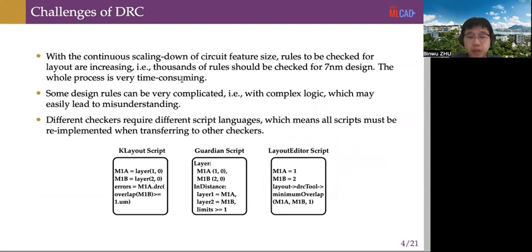Currently, DRC faces several challenges, which makes the whole process time-consuming and error-prone. For example, with the rapid development of semiconductor technology, the number of rules is very large. Secondly, some design rules can be very complicated. For example, a single rule can be very long and difficult to understand, which may easily lead to misunderstanding during the script generation step. Thirdly, as shown in this figure, different checkers require different script languages, which means all scripts must be re-implemented when transferring to other checkers.